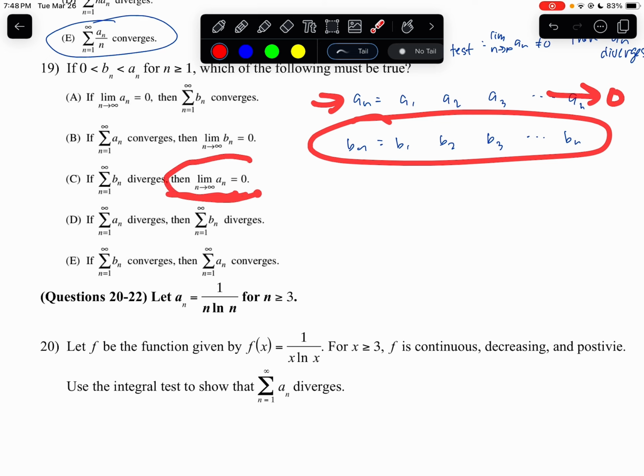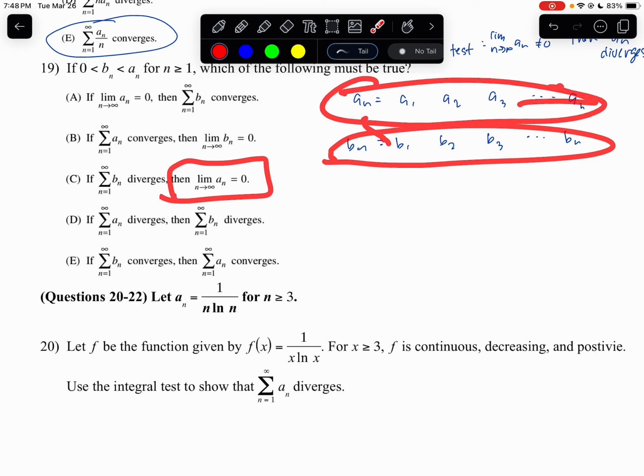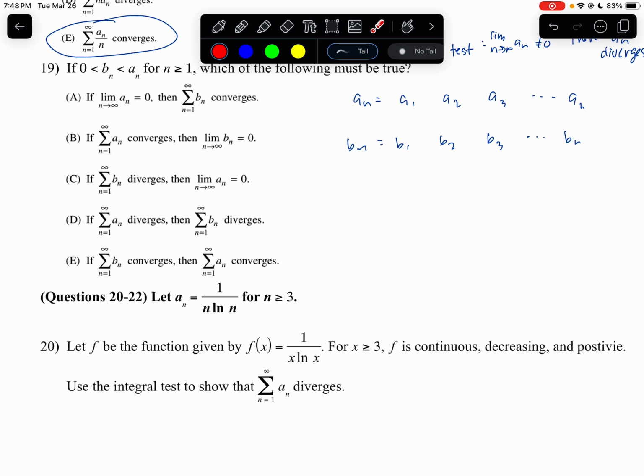No, I don't think we can say that for sure. We don't know. Especially if this one diverges, it wouldn't make sense that the terms of this would go to 0. It definitely wouldn't make sense for that. So I'm going to say no for C.